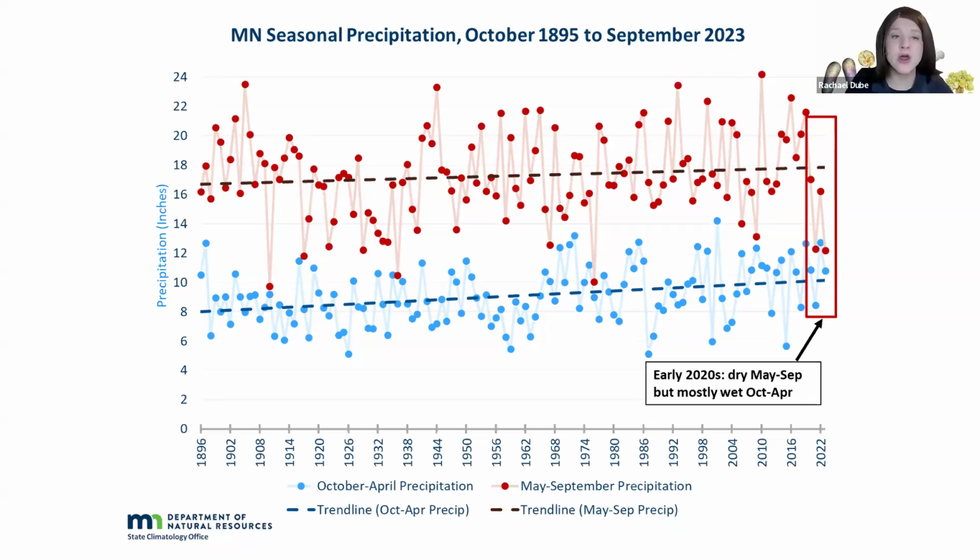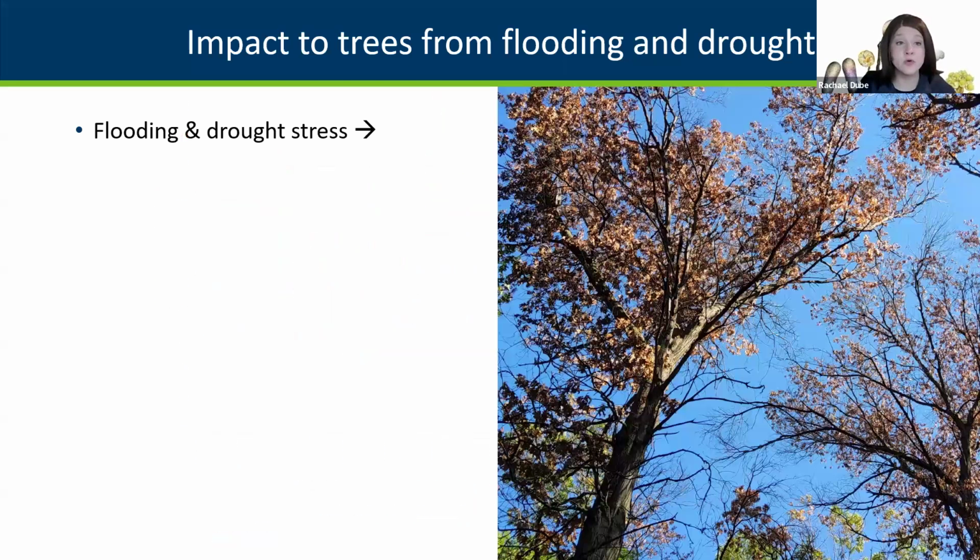And so generally speaking, these are some impacts we expect from this combination of flooding and drought. It can lead to reduced photosynthesis. As trees become stressed, their capacity to do this lessens. You're getting leaf death here. And of course, they're not able to produce enough energy for themselves, so their growth reduces.